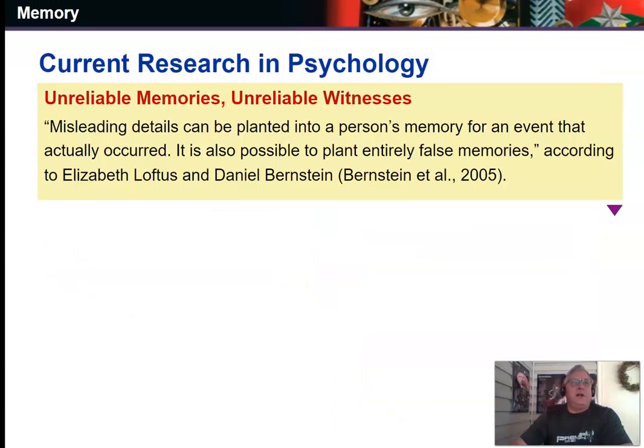Unreliable memories and unreliable witnesses. Misleading details can be planted into a person's memory for an event that actually occurred. It's also possible to plant entirely false memories, according to Elizabeth Loftus and Daniel Bernstein.